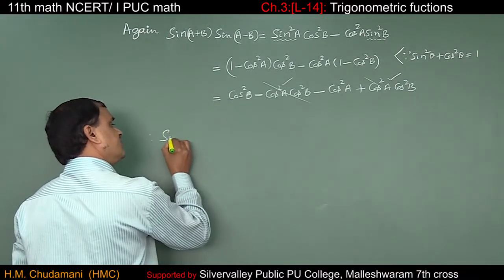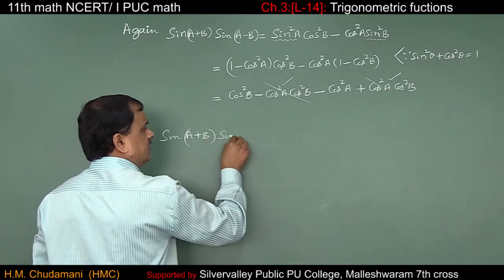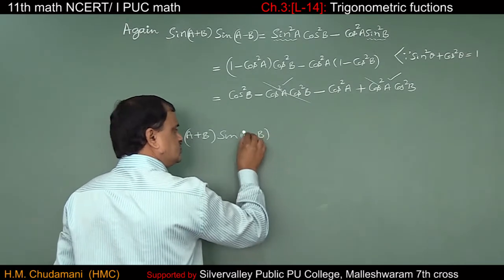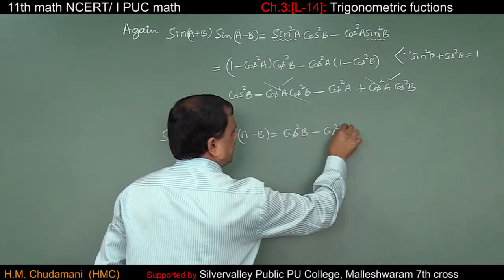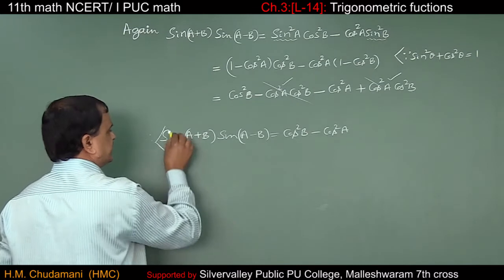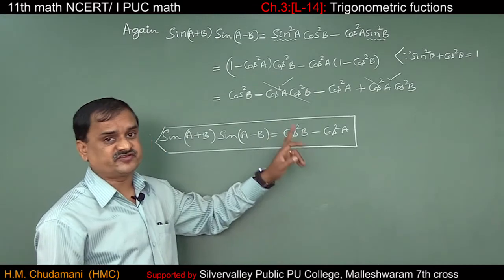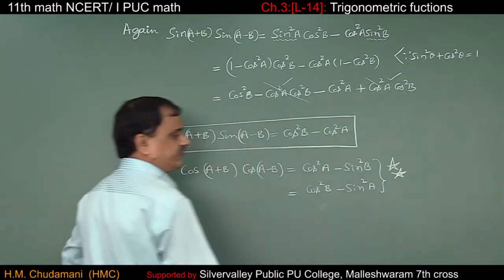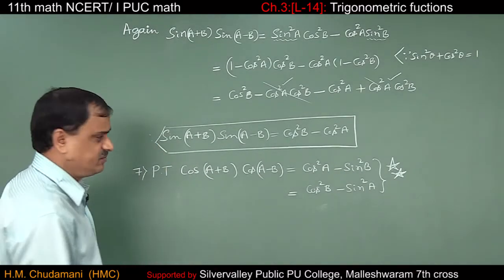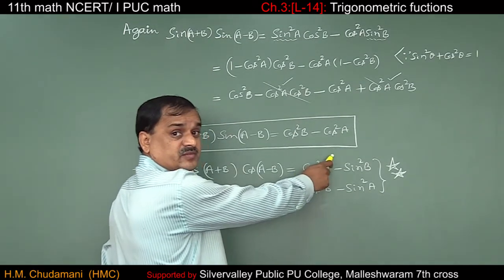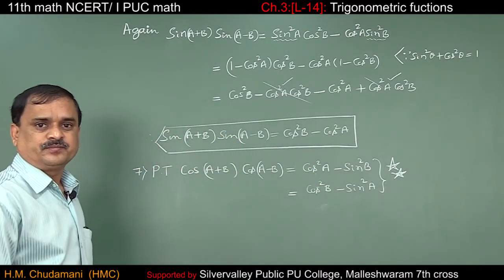Therefore, sin of (A plus B) into sin of (A minus B) can also be written as cos²B minus cos²A. So in terms of sine, it means sin²A minus sin²B. So again another important identity: cos of (a plus b) into cos of (a minus b) is equal to cos²a minus sin²b, and in the other case cos²b minus sin²a.